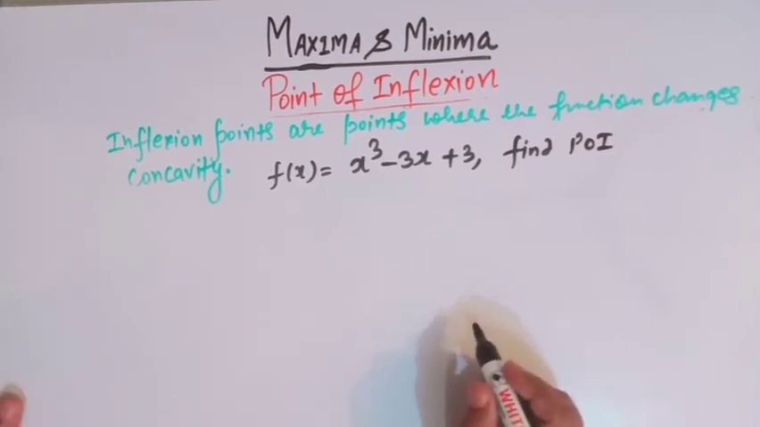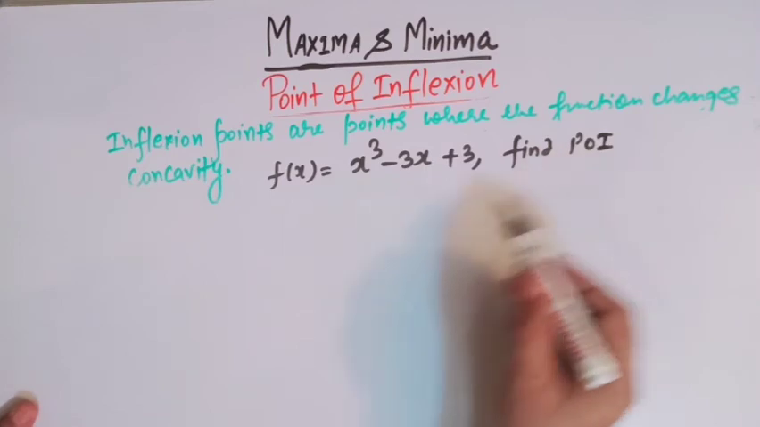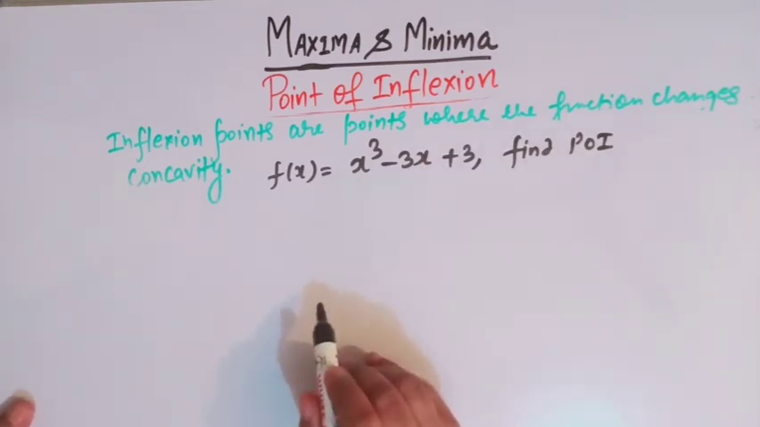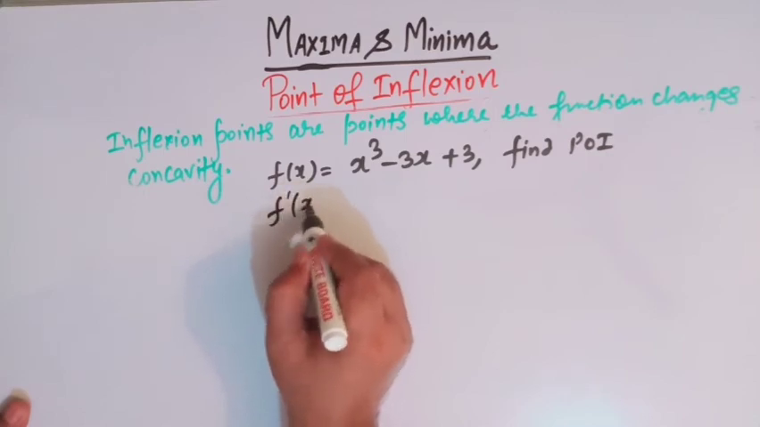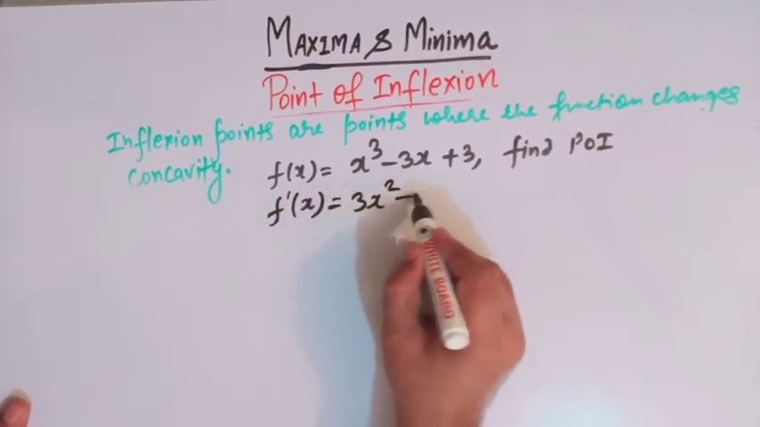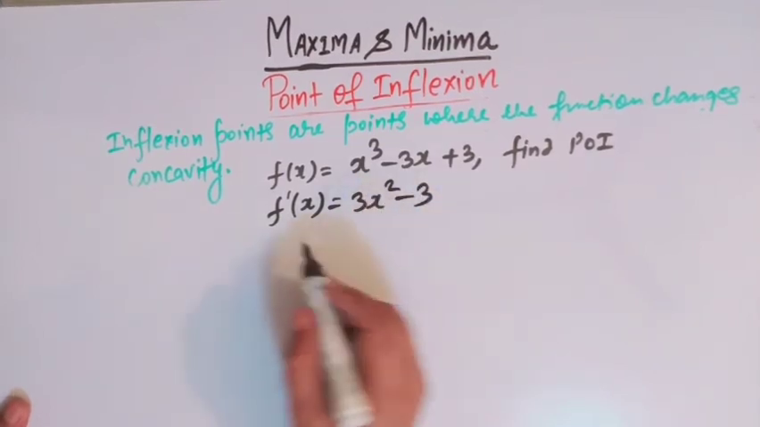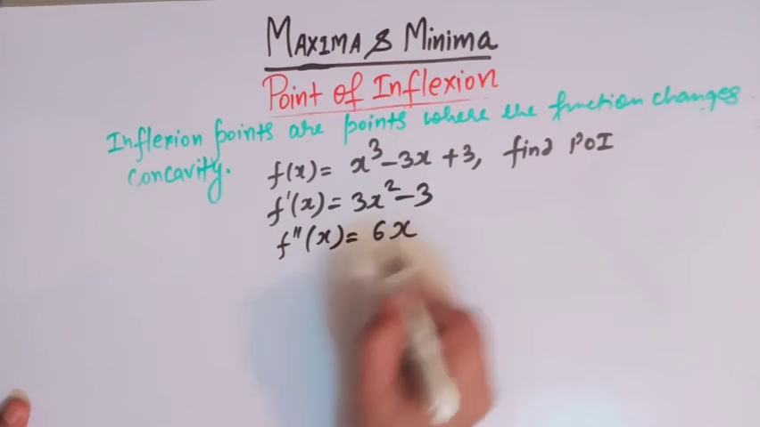Now viewers, let us take this function, and here we have to find the point of inflection if the point of inflection exists, right? So what we will do, we will find the first derivative. First derivative is 3x square minus 3, and the second derivative is 6x, right?